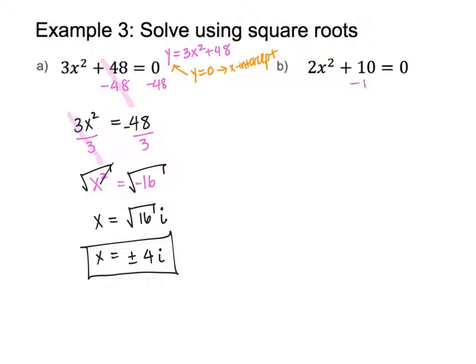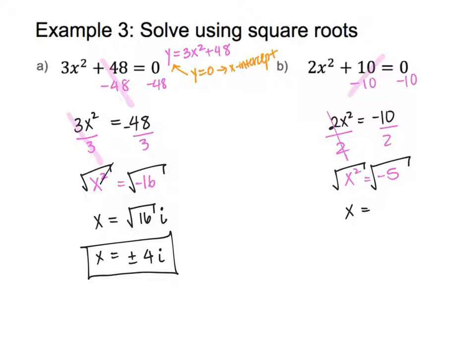So I'm going to subtract this 10 from both sides, and so that cancels. And that gives me, oh, that's a highlighter, 2x squared equals negative 10. And then I need to divide both sides by 2. And so that's going to cancel out, and x squared is equal to negative 5. I'm going to take the square root of both sides.